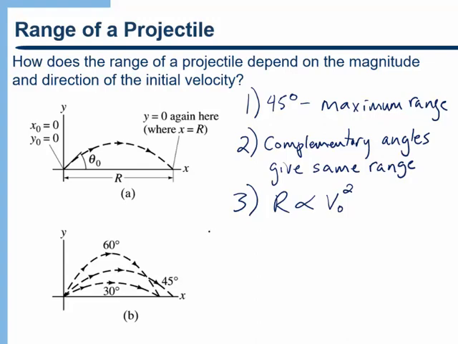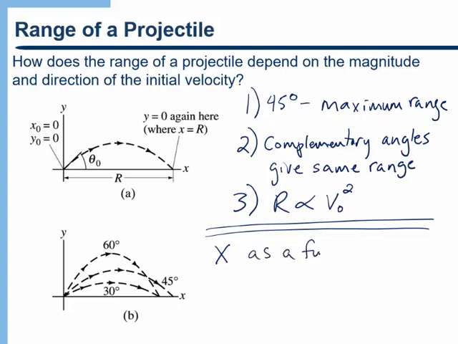Well, in order to prove these 3 things, what I need to do is I need to be able to write x, the range, how far it goes in the x direction, as a function of v naught and theta naught. So we should be able to come up with an equation that proves these 3 claims that I've made.